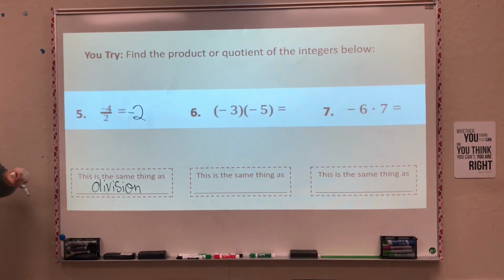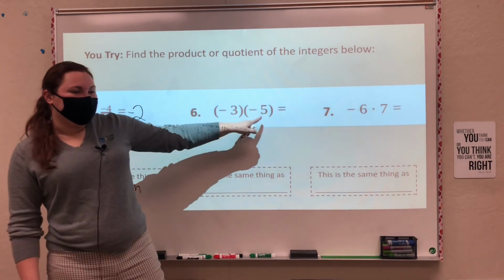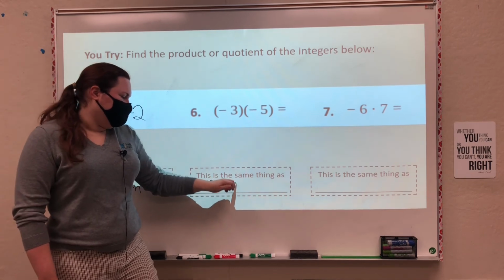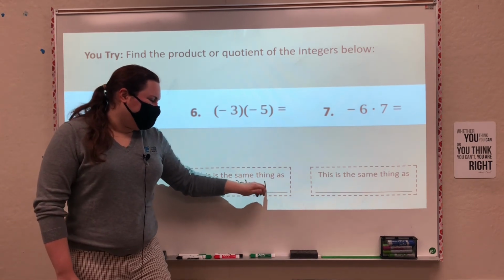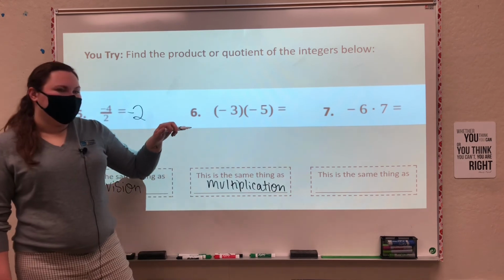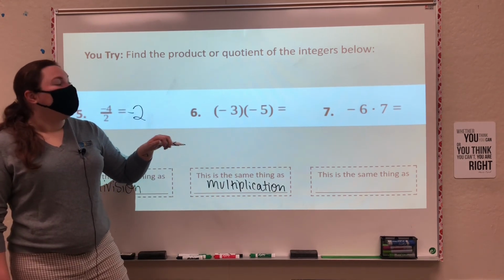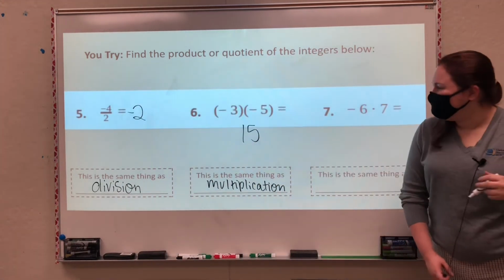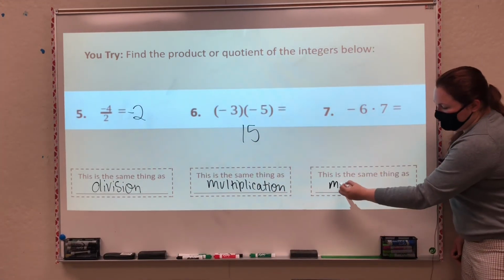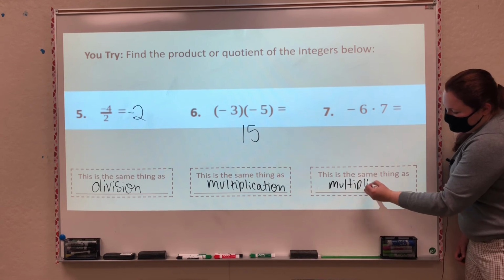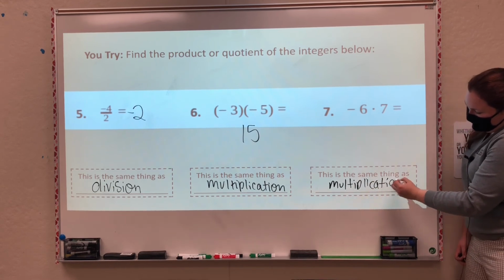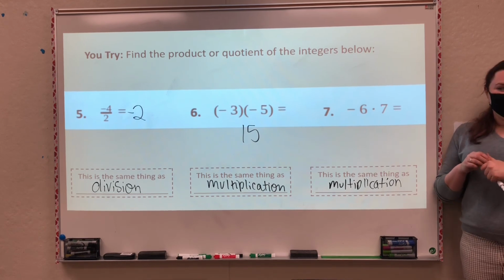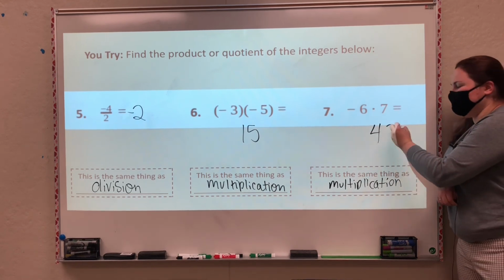Negative 2. Somebody else for this next one, you got 2 numbers next to each other in parentheses. That means multiplication. Nice. You want to do that multiplication for us? What would that equal? 15. And then this last one, that little tiny dot. Multiplication. Yep. So negative 6 times 7. 42. Negative 42.